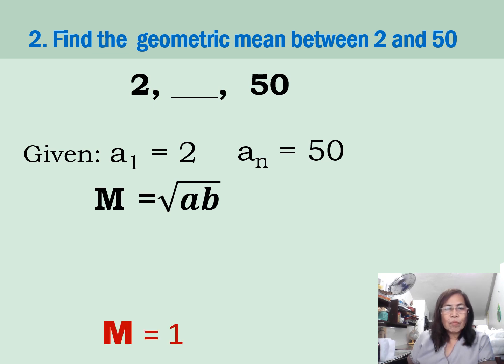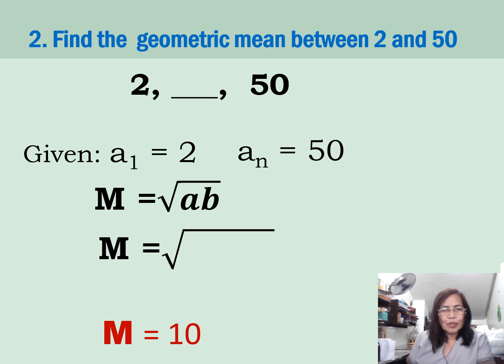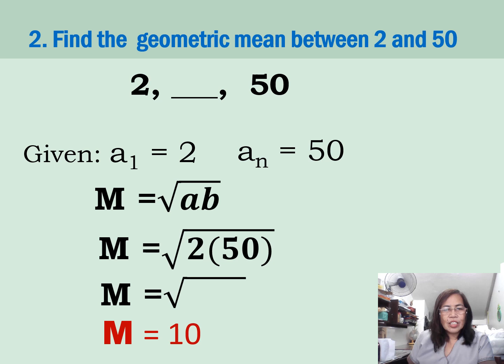So we just simplify. Oops, nauna yung sagot. O, m equals 10. So, paano naging sagot? 2 times 50, so multiply natin siya. That is equal to 100. And the square root of 100 is 10. It can be positive 10 or negative 10. So, mas madali po kapag siya ay isa lang ang nawawala.